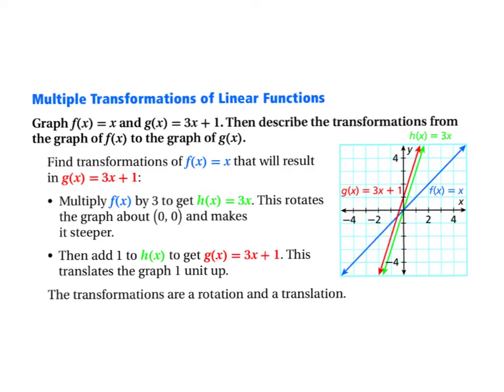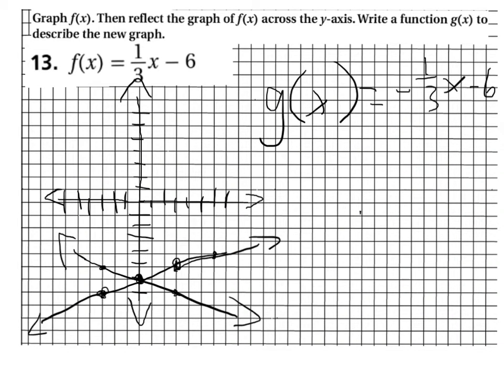Here, f of x is first rotated around the point 0, 0, and then translated up 1 unit. This is where the line has been translated or transformed multiple times. Problem 1. Graph f of x, then reflect the graph of f of x across the y-axis. Write a function g of x to describe the new graph.